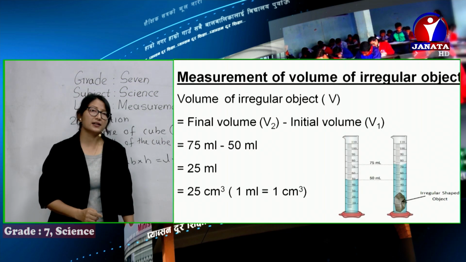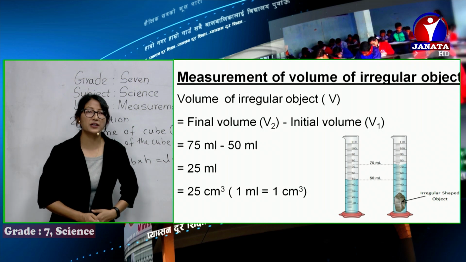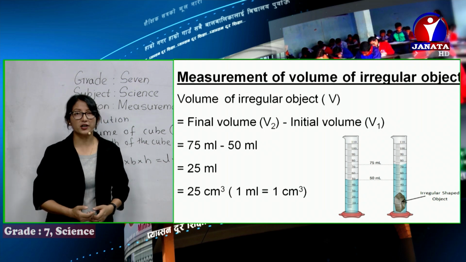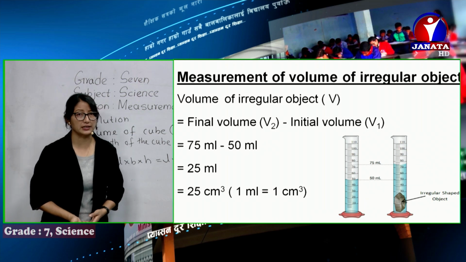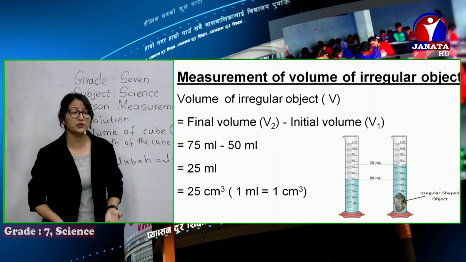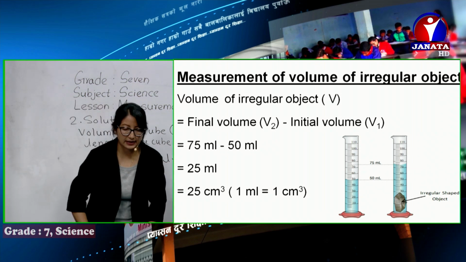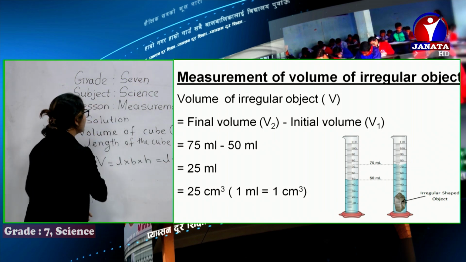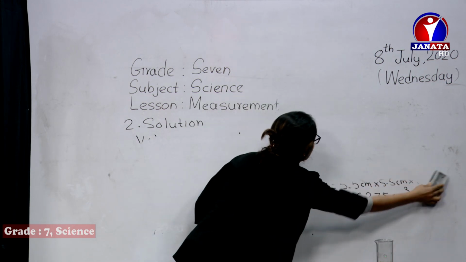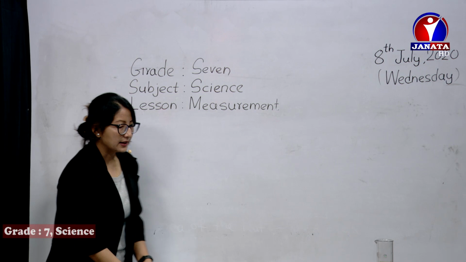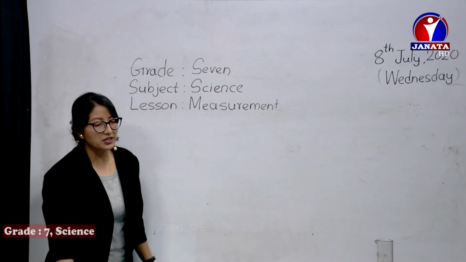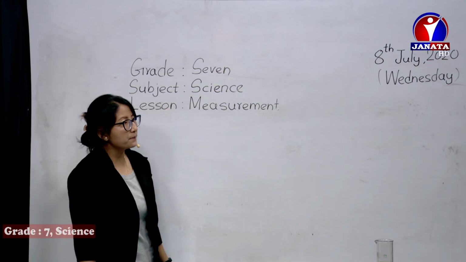So now our last topic left is the measurement of volume of an irregular object. How can we calculate the volume of an irregular object? If the object is irregular, how can we calculate? So let's get started. Let's calculate the volume of an irregular object. It's being shown there, the use of a measuring cylinder. You can easily see there, measurement of volume of irregular object.